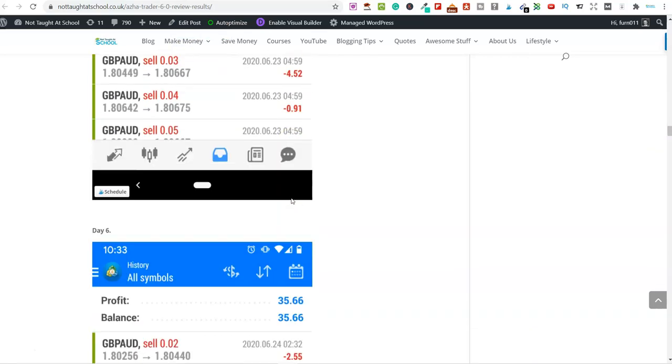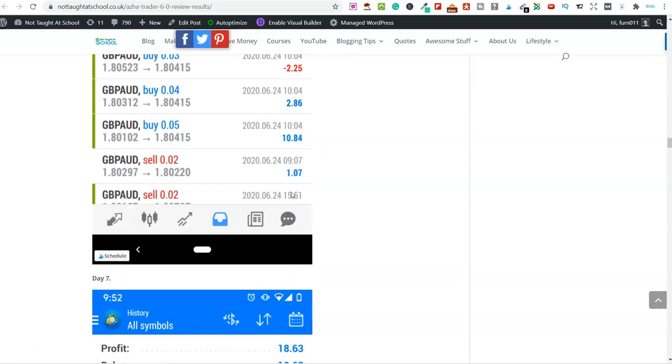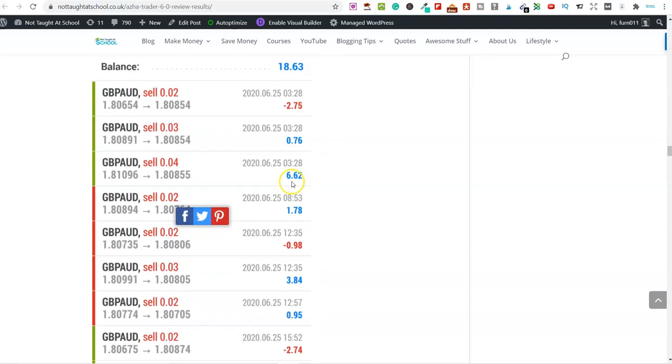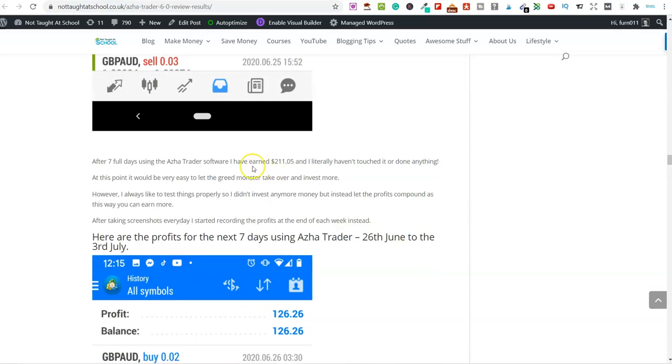Day 5, day 6, and day 7. So in my first 7 days using the software, I earned $211. Pretty good, isn't it? Considering I genuinely do not touch this at all.